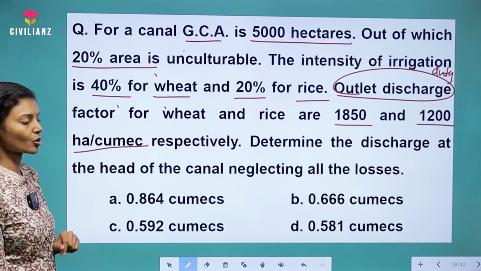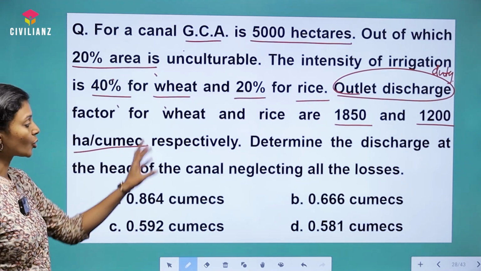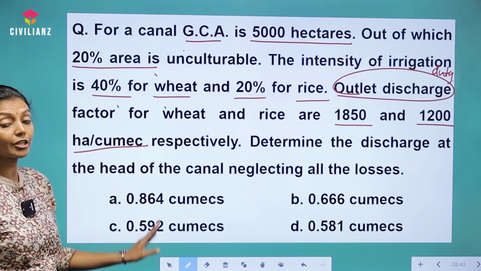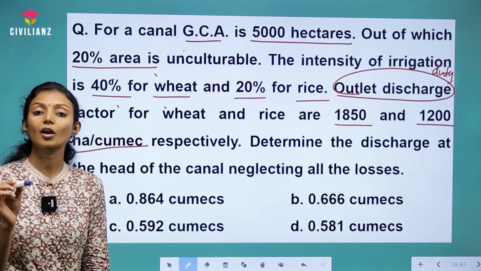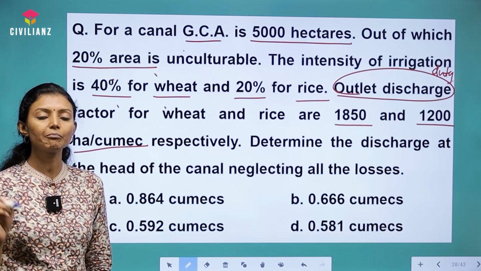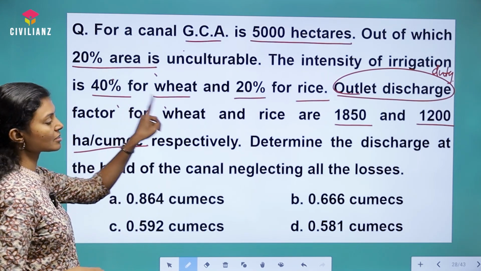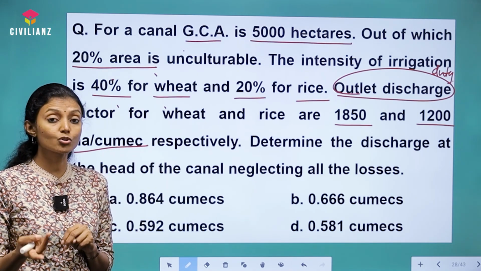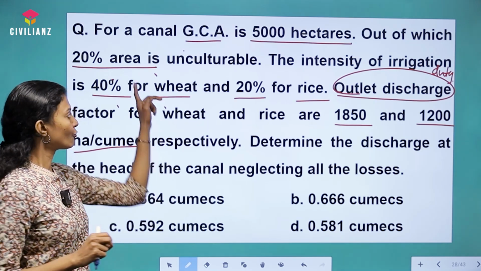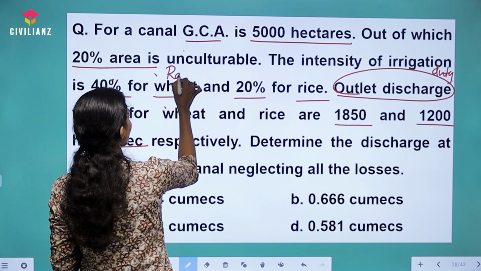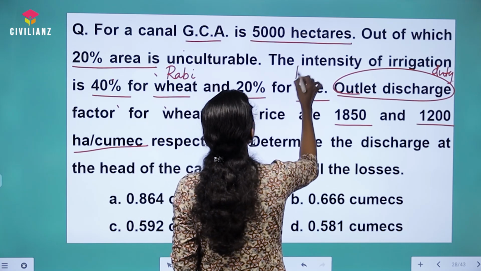Okay, so duty is also given. You are asked to find out the discharge at the head of the canal, neglecting all losses. So here the important point is, we are talking about 2 crops, rice and wheat, which belong to 2 different seasons. Wheat is a rabi crop and rice is a kharif crop.